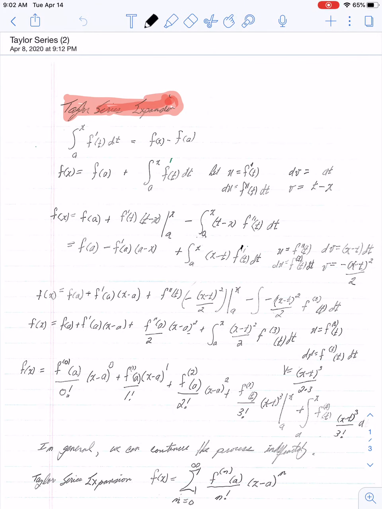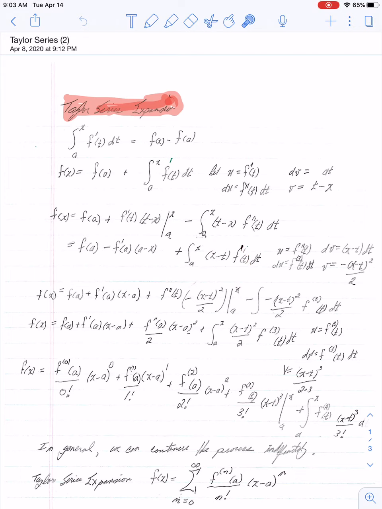f double prime of t dt. All right. Now guess what I'm going to do? The answer is I'm going to do it again. So I'm going to integrate by parts here one more time.